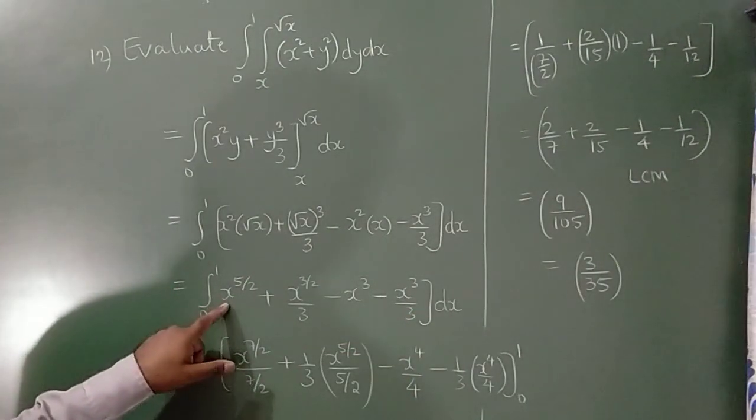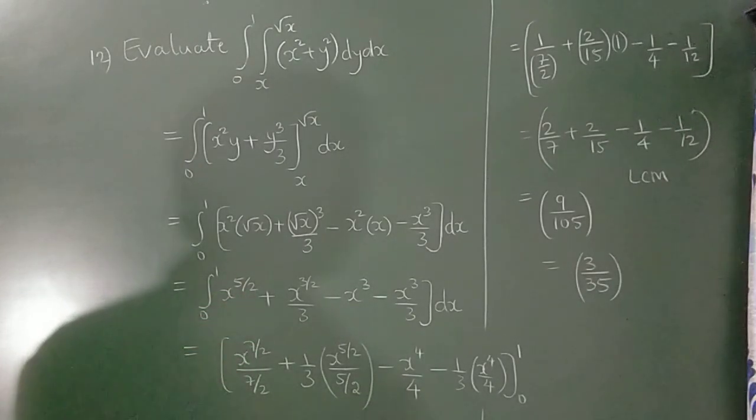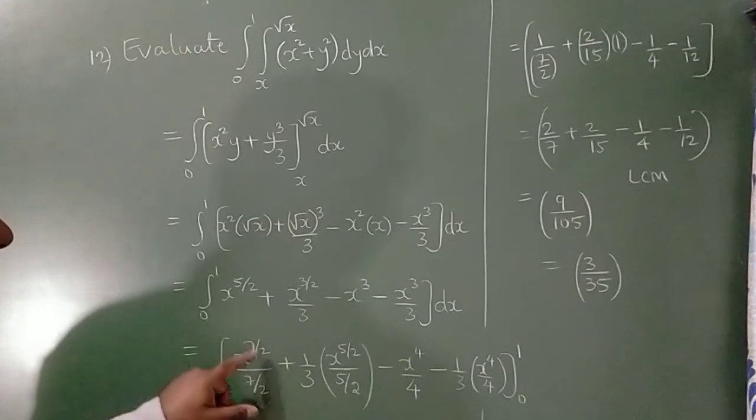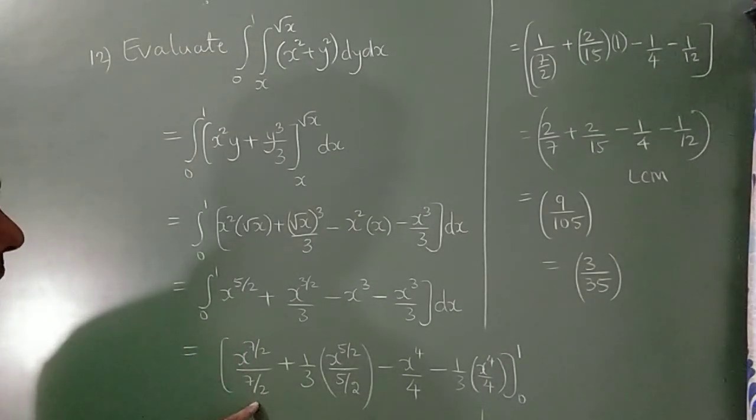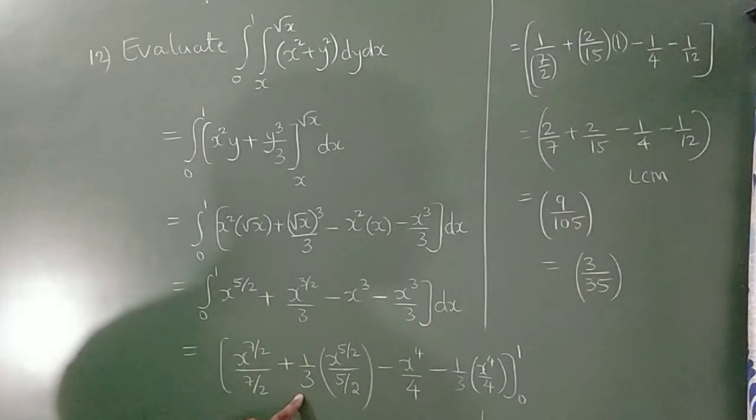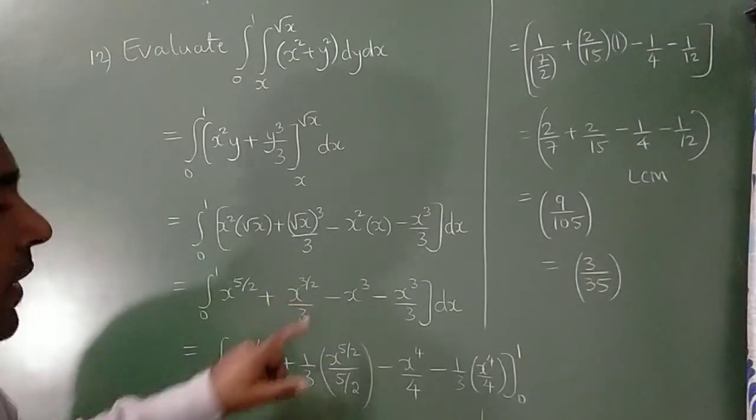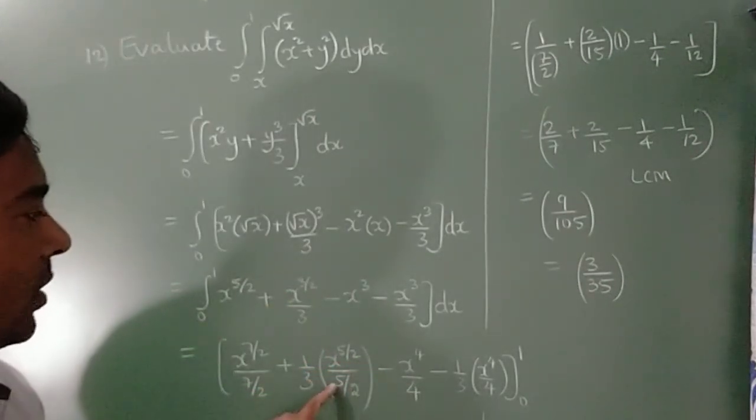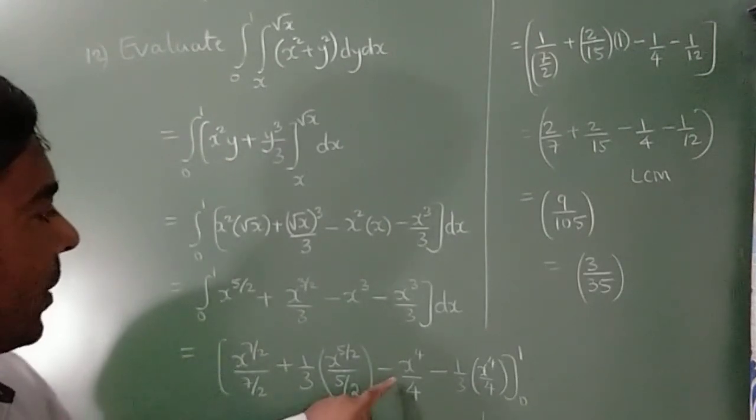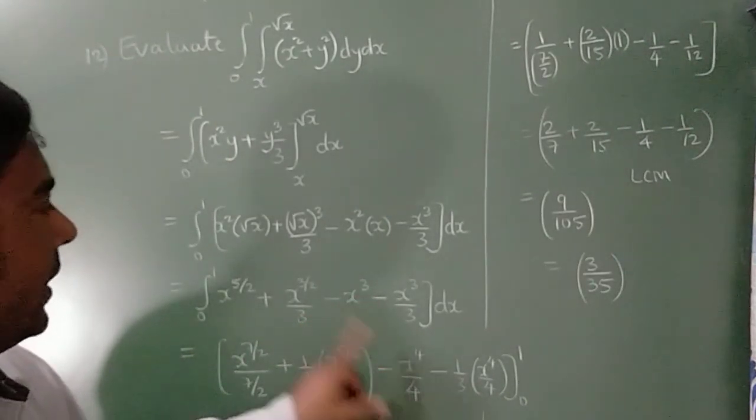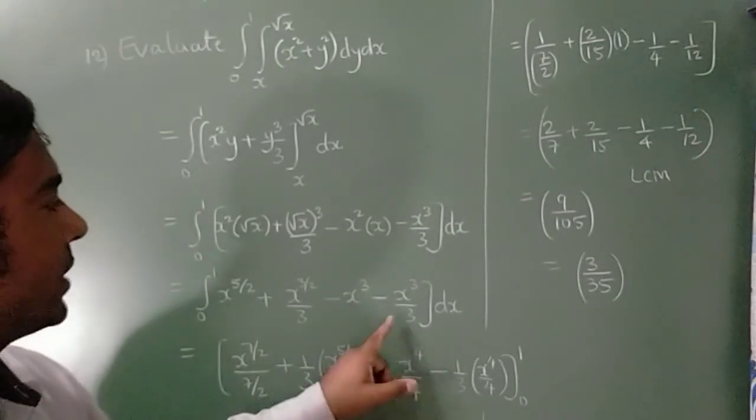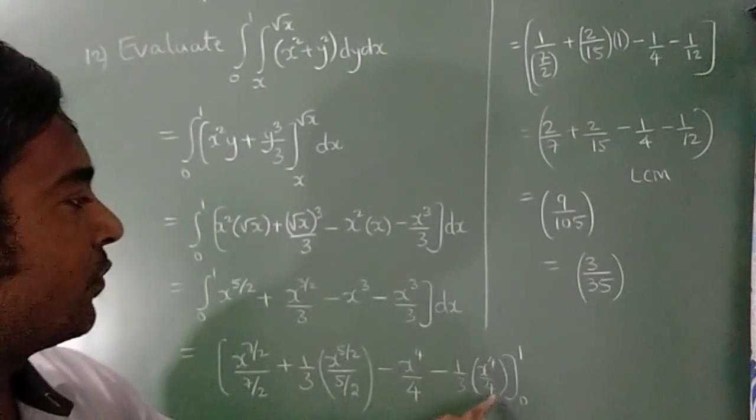Now integration of x raised to 5 by 2. There is a technique. 5 plus 2 is how much? 7. So x raised to 7 by 2 divided by 7 by 2. Are you understanding? Plus write this 1 by 3 separately. x raised to 3 by 2. Again follow the technique. 3 plus 2 is 5. So x raised to 5 by 2 divided by 5 by 2. Minus x raised to 3 means integration will become x raised to 4 divided by 4, minus write 1 by 3 outside. Integration of x cube is x raised to 4 divided by 4.